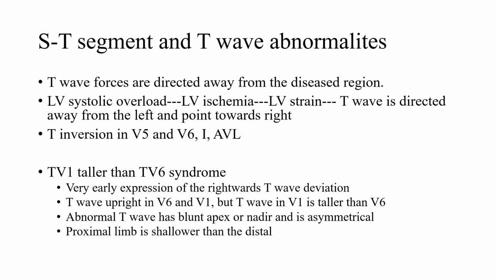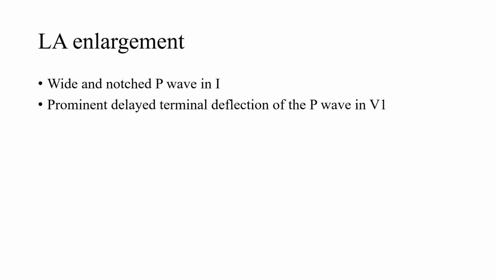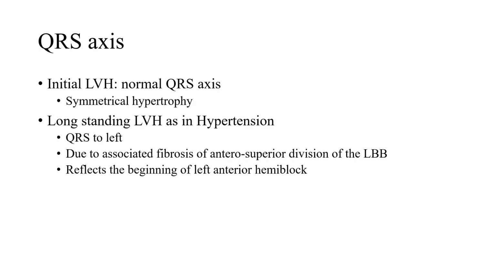The abnormal T wave which we see in this systolic overload will be asymmetrical, and it will have a blunt apex, and the proximal limb is shallower than the distal one. Abnormalities of the U wave also develop. There will be inverted U waves in precordial leads, but this occurs in diastolic overload also, and it is more common in diastolic overload than systolic overload. LA enlargement occurs, and there will be a wide and notched P wave in lead 1 and a prominent delayed terminal deflection of the P wave in V1.